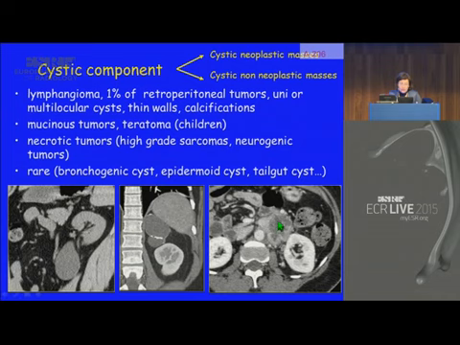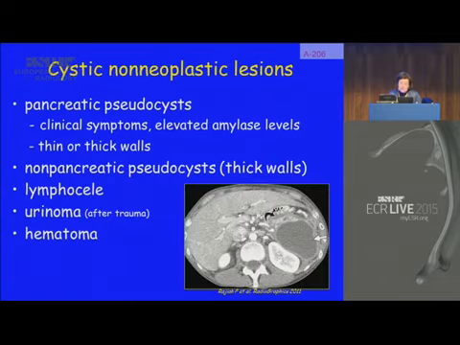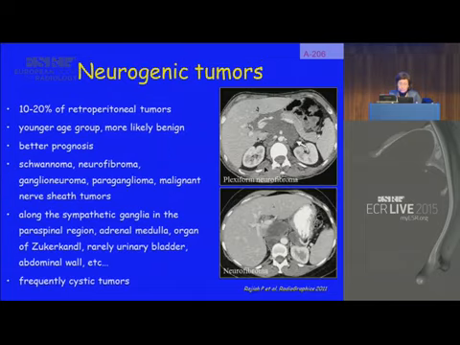More rarely, they include bronchogenic, epidermoid, tailgut cysts. Non-neoplastic lesions include pancreatic pseudocysts with elevated amylase levels, and non-pancreatic pseudocysts, usually with thick walls, as in this example. They also include lymphoceles after renal transplantation, urinomas, mainly after trauma, or hematomas.